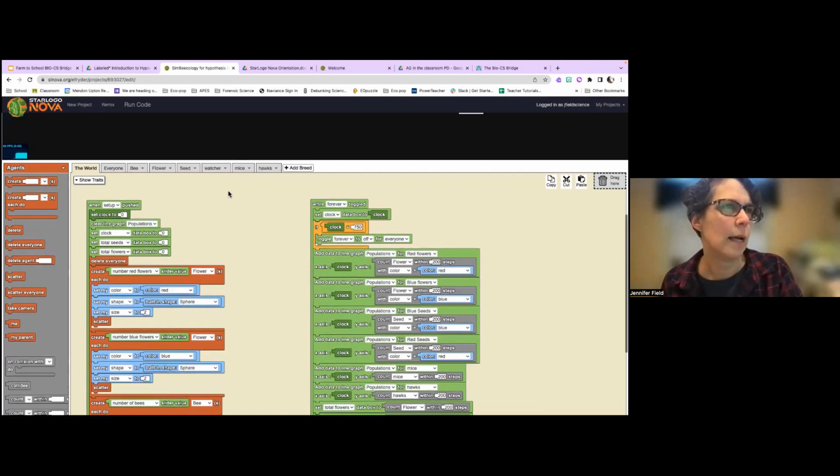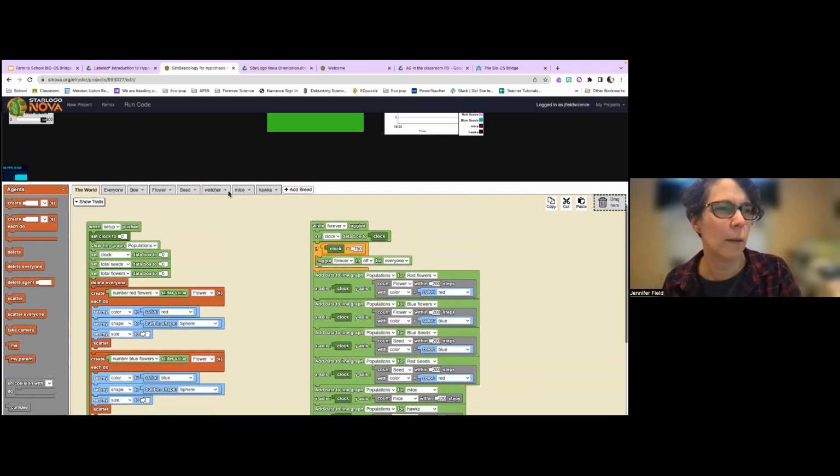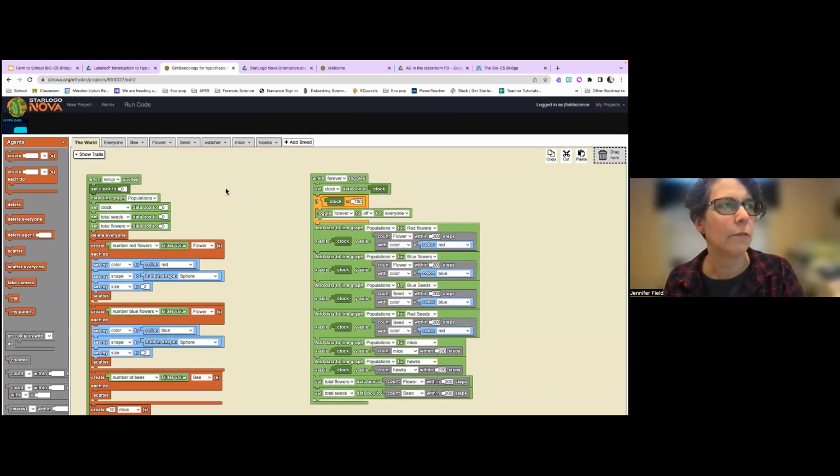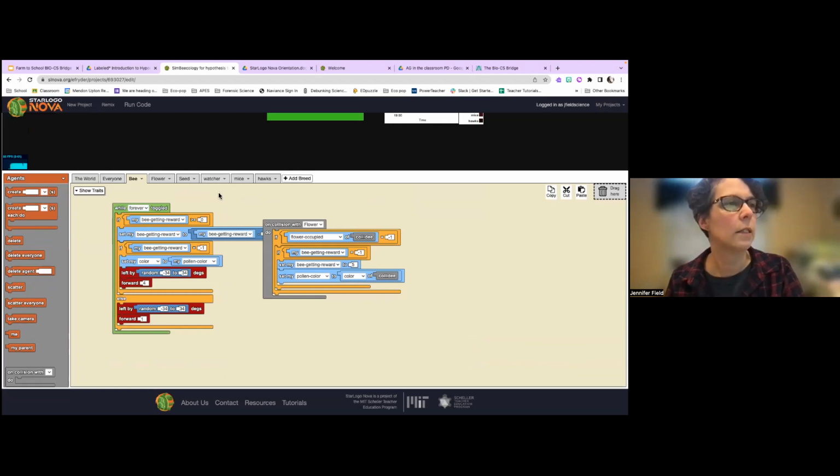So after my kids go through this and do their hypothesis testing, they have to look in the code to figure out what makes what happen. So if you look at the bee, for example, what makes the bee change color? Which one of these codes is the one for color? And the kids will go, set my color to my pollen color. And that's what changes the bee's color.